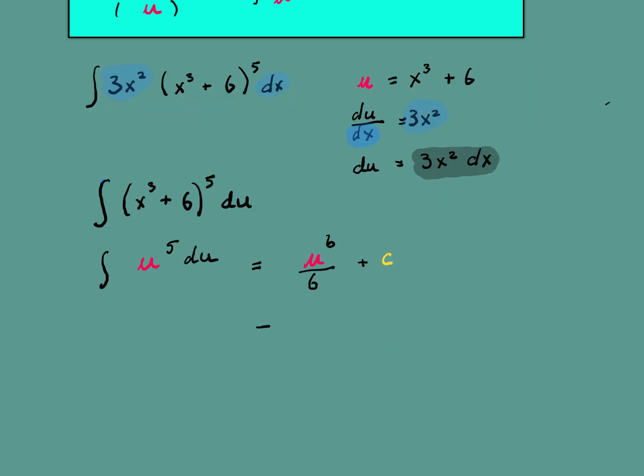And now finally we'll just substitute the u back where we were, so that is x cubed plus 6 to the power of 6 over 6 and add on the constant c to it. Now I want to do one more problem with you.